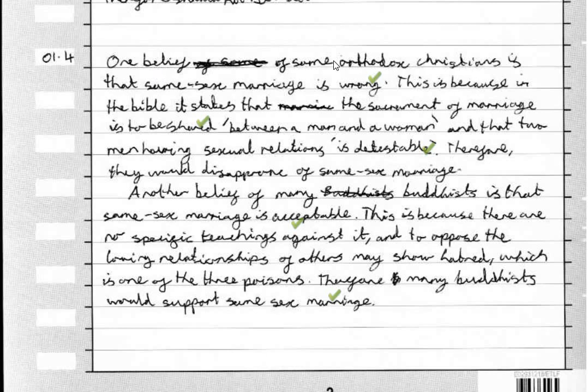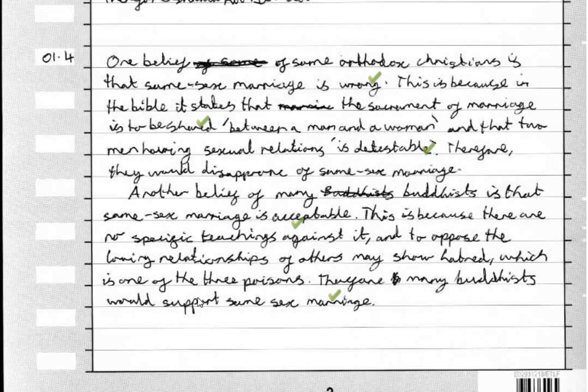One belief of some Orthodox Christians is that same-sex marriage is wrong. Simple point, and it's used a specific Christian denomination, which is always a great idea. This is because in the Bible it states that the sacrament of marriage should be between man and woman, and that 2 men having sexual relations is detestable. Quote marks, and you get the evidence mark there. Therefore, they would disapprove of same-sex marriage. So that passage there is worth 3 marks. You can see they've referenced the Bible, they've used a direct quotation, and they've explained it.